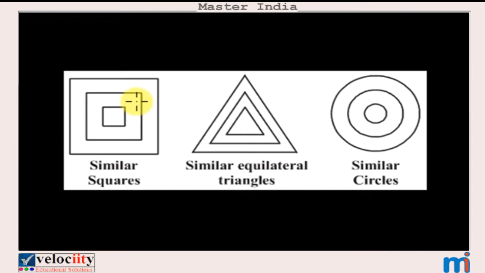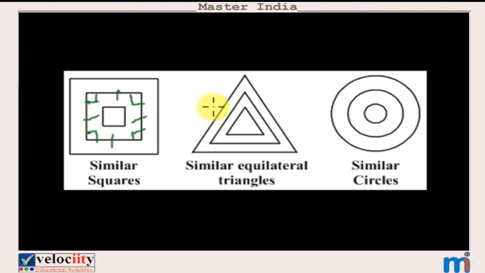Now these squares that you see here, each angle in a square is 90 degrees, right? Each angle in a square is 90 degrees, and all the sides of a square are equal. Such a polygon is also known as a regular polygon. A polygon in which all sides and angles are equal is called a regular polygon.